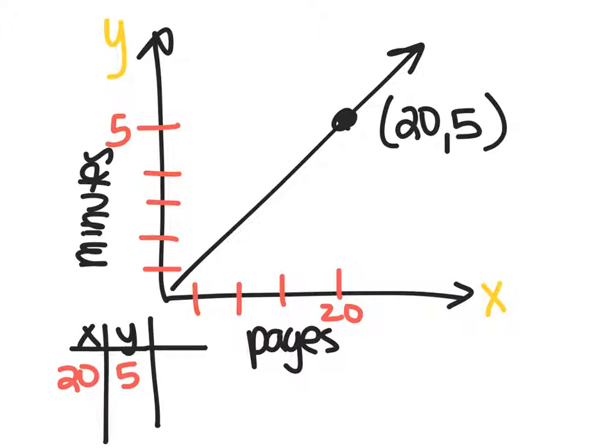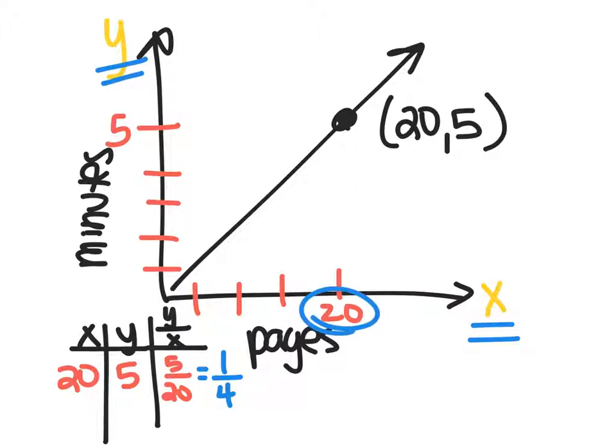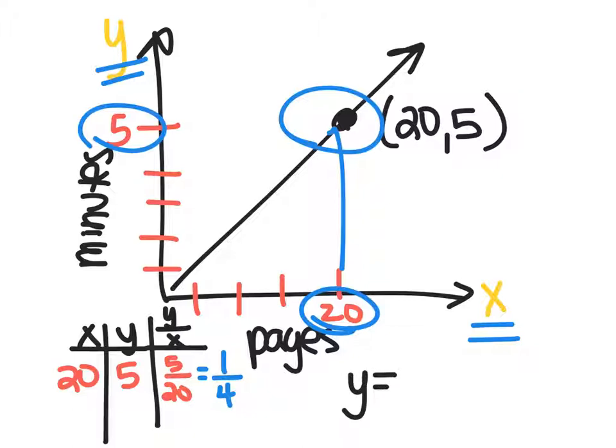So if I'm trying to find the constant of proportionality, y divided by x, then it's actually 5 divided by 20, which simplifies to 1/4 as my constant of proportionality. What am I multiplying x by to give me y? I multiply this number by 1/4 to give me this number. That means that my equation would be y equals 1/4 of x.